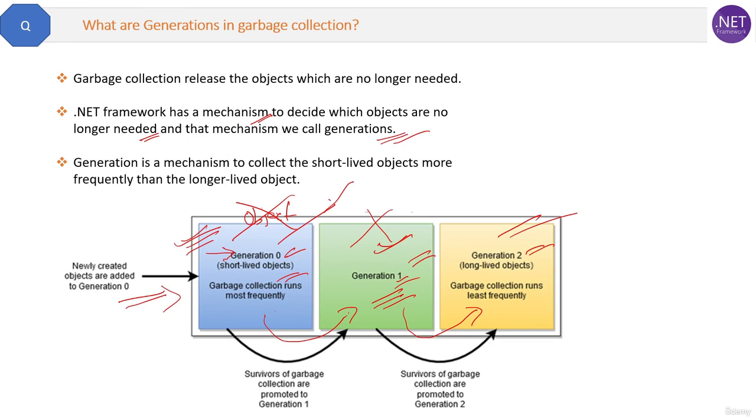The conclusion is that the objects which are used more and needed more will first be promoted to generation 1 and then generation 2. And if they are required more and more, then the garbage collector will never release them, okay, will never dispose them. So that way the garbage collector, with the help of generations, disposes the short-lived objects more frequently than the longer-lived objects. That is what the definition was, right? I hope now you have some understanding of generations in garbage collection.